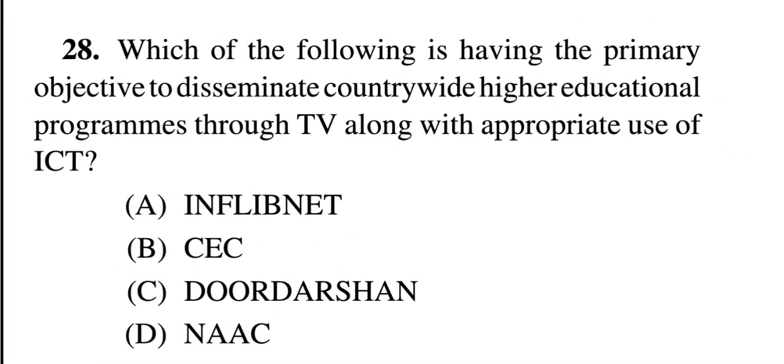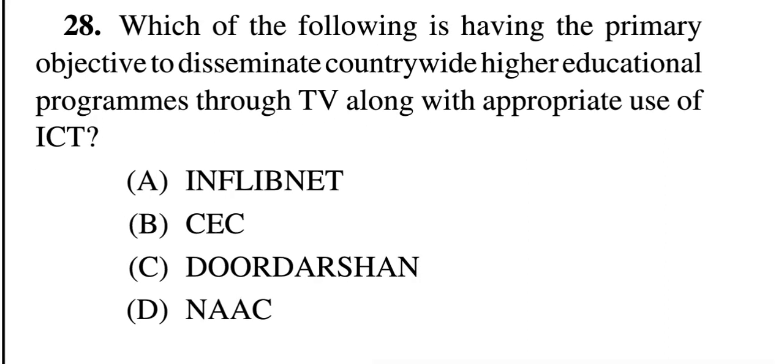Number 28, it says, which of the following has the primary objective to disseminate countrywide higher educational programs through television, along with appropriate use of ICT? Okay, ICT means, if I'm not wrong, information and communication technology.